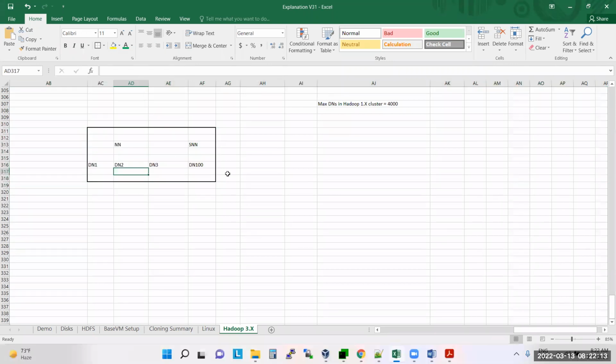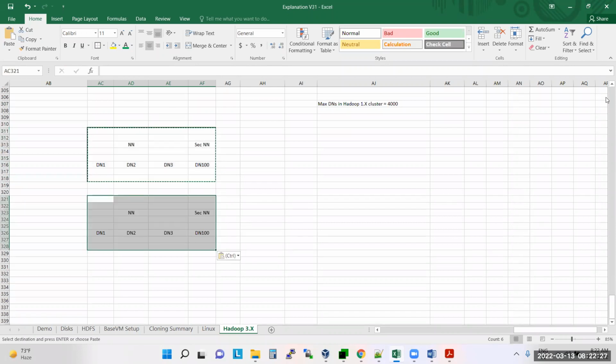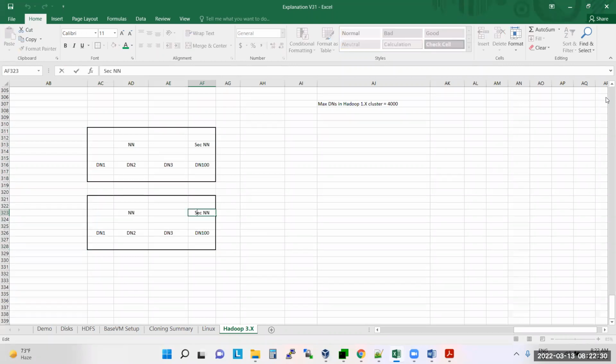But now we are changing this a little bit. In the place of the secondary name node, we are going to bring a standby name node. So here I'm going to bring one more name node. What are active and standby? These are the states. Understand? So I'm removing the secondary name node, and in its place I'm bringing one more primary name node.